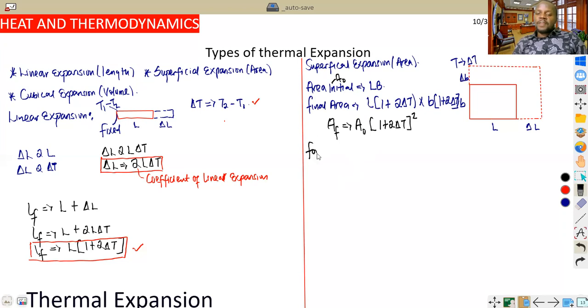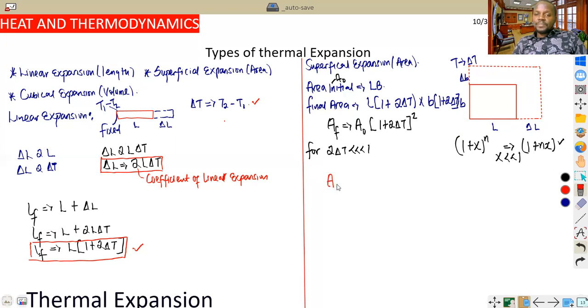Now, for a very, very low value of alpha delta T, that is very much less than one, we can use our knowledge of binomial expansion in mathematics. Let me give you a quick recap. If we have 1 plus x raised to the power of n, and x is very much less than 1, then from binomial expansion this is the same thing as 1 plus nx. That is the methodology we use in binomial expansion, and we use it to solve a lot of mathematical problems. So alpha delta T is very much less than 1, so the knowledge of binomial expansion will work. And how does it work?